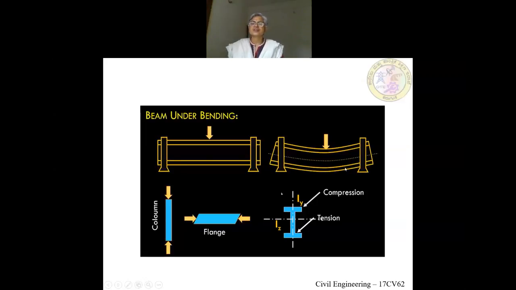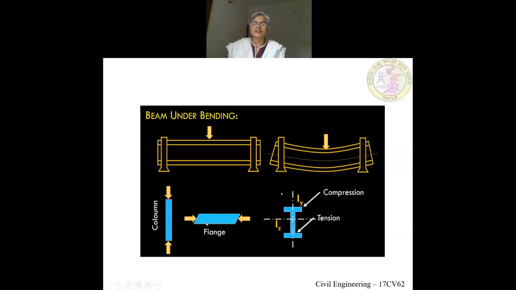So we have studied columns. In columns, the members are subjected to compression load like this, and they will buckle laterally. In case of a beam, the top flange or the compression flange is subjected to compression like this in this direction. So this is the top flange which is subjected to compression. This will have a tendency to buckle in the lateral direction.